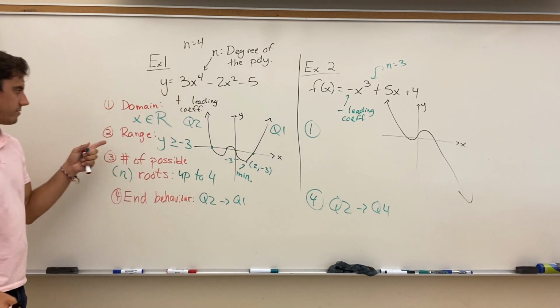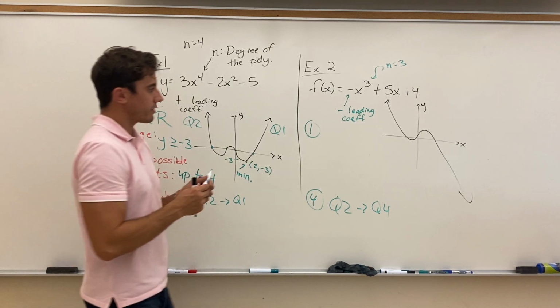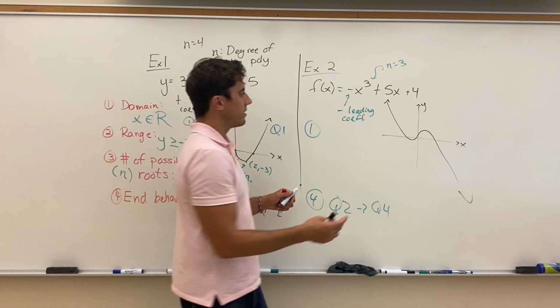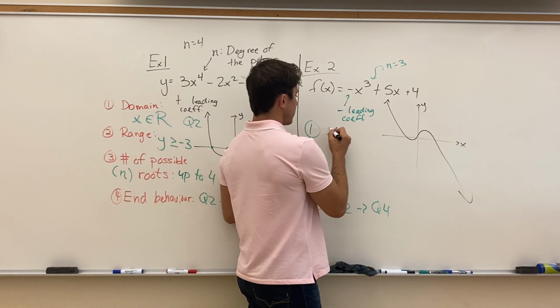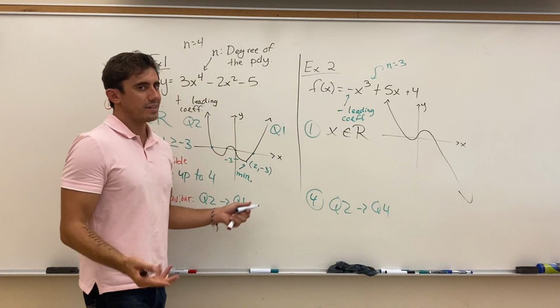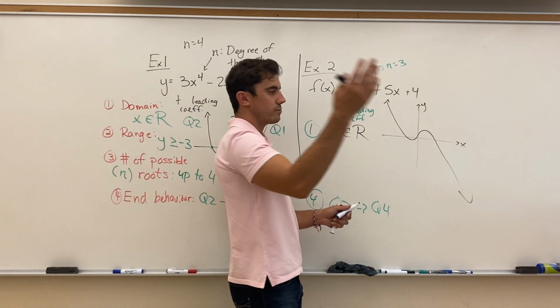The domain for polynomials is often fairly straightforward. There are no restrictions on the x values that this function can take, and so our domain is quite simply x ∈ R, or x belongs to the set of real numbers, meaning x can take on any real value.